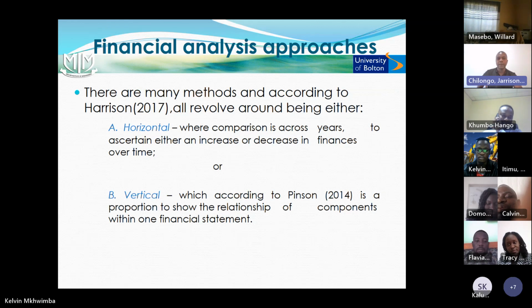Like for instance, you'd compare liquid assets versus the rest of the assets as percentages within the same financial statements. So whatever ratios or whatever method we're using to analyze our financial statements, in one way or another, fall under these two umbrella categorizations.